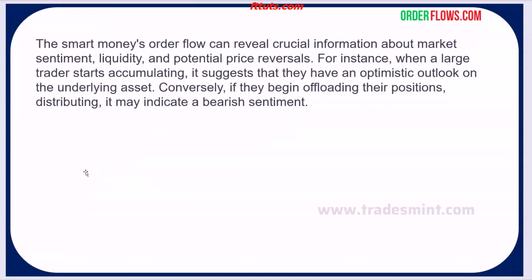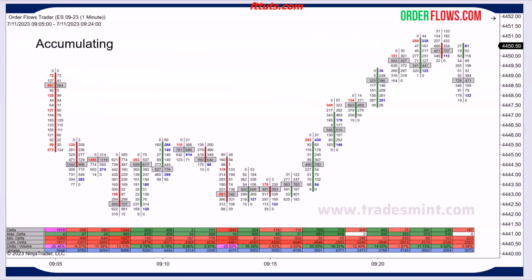Now, the smart money's order flow can reveal crucial information about market sentiment, liquidity, and potential price reversals. For instance, when a large trader starts accumulating, it suggests they have an optimistic outlook on the underlying asset or market. Conversely, if they begin offloading their positions, distributing it, it indicates a bearish sentiment. So what are some of the signs of accumulating?